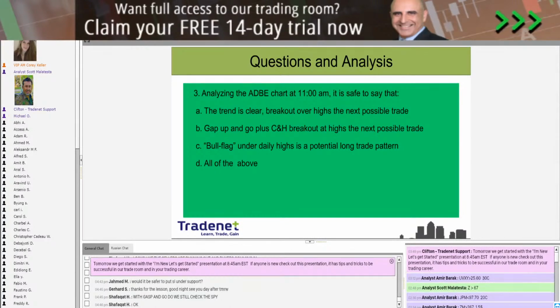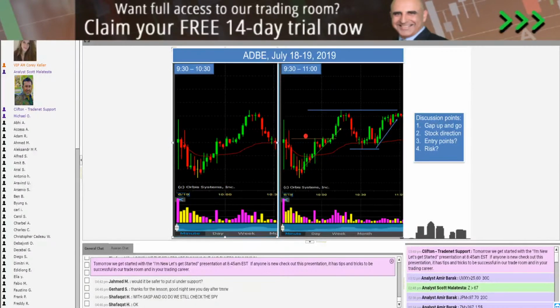Okay, guys, question analysis number 3. We analyzed the chart at 11. Is it safe to say that the trend is clear, breakout over highs, the next possible trade? This one looks interesting and okay, probably. Gap up and go plus cup and handle breakout at highs, the next possible trade. Let's take a look. Yeah, it actually looks like a cup that's closing here, a pullback to the lows of the handle, and the breakout coming up of the handle.